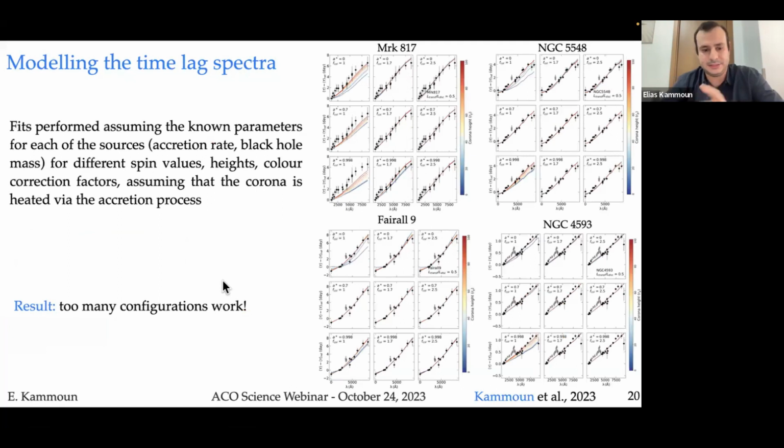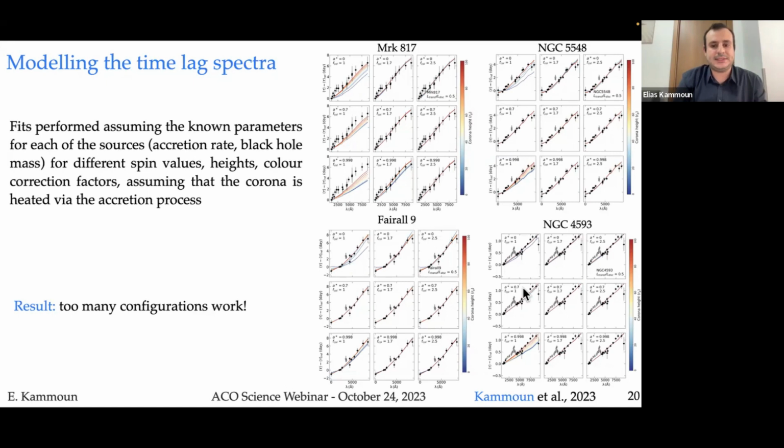And by applying this and assuming now that the corona and the disk are connected, and so the power of the X-rays is coming from the disk, we performed fits for different sources. Here I'm showing 4 sources. I know that's very small, but that's on purpose made very small, just to tell you that by assuming the known mass and accretion rates, we can fit the time lags for all the sources perfectly. And as I said before, the model was not working by assuming a certain accretion rate.